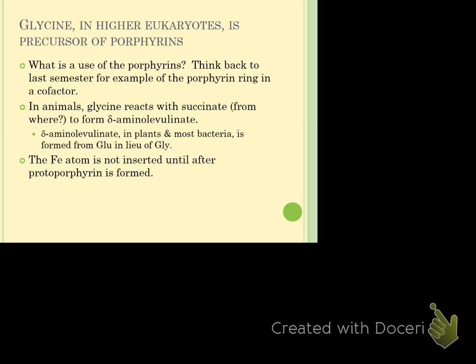Glycine actually reacts with succinate. And where have we seen succinate? From where can we get succinate? Citric acid cycle. Now, in plants and most bacteria, the intermediate that's formed is called delta aminolevulinate, and that's formed from glutamate instead of glycine. This delta aminolevulinate is an intermediate, and the iron isn't inserted until the very, very end. You have to make the protoporphyrin group, which proto is like prototype, before you can actually put the iron in.